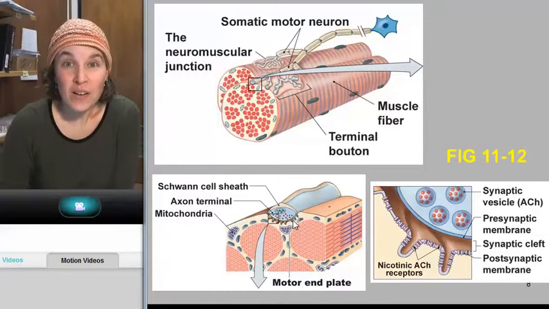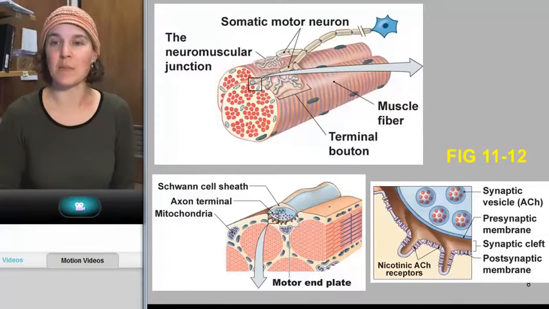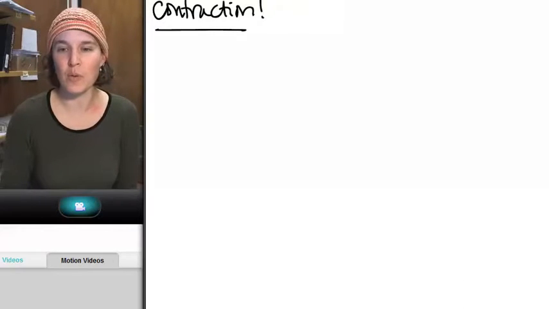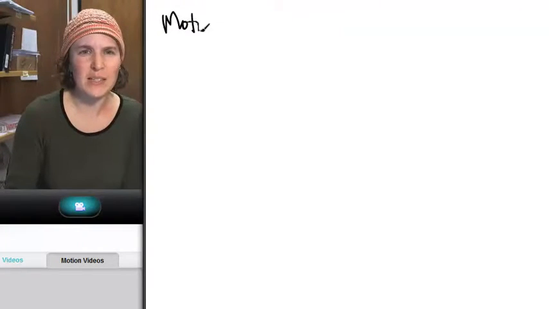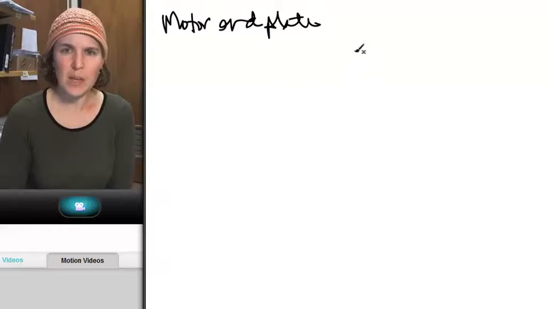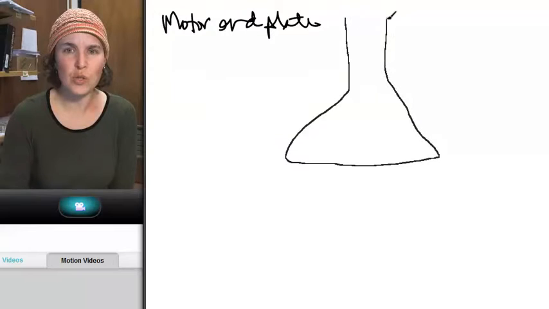Notice that where there is a motor neuron connecting to our skeletal muscle, notice this super folded, invaginated cell membrane on the muscle. That is the motor end plate, and it has some unique characteristics. So before we even go to actual contraction, let's take a closer look at the motor end plate, just because I want you to have a visual of this. I'm going to make it super, super simple.